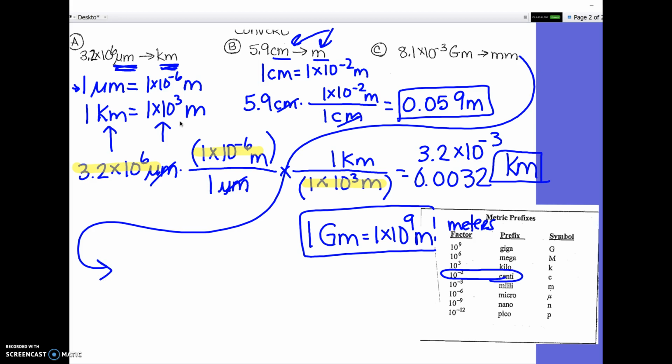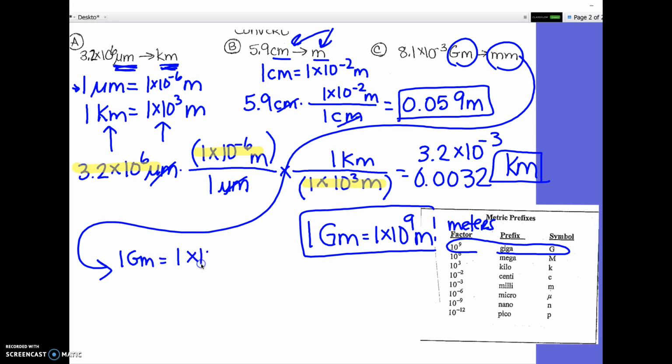Okay, so for our last one, we're going from giga to milli. Giga, milli. So we need two conversions. We need our gigameter to meter conversion, and then we need our meter to millimeter conversion. So coming to my table here, I see giga here. So I see that 1 gigameter is 1 times 10 to the 9th meters. And our other conversion that we need is millimeters. I see 1 millimeter is 1 times 10 to the negative 3 meters.